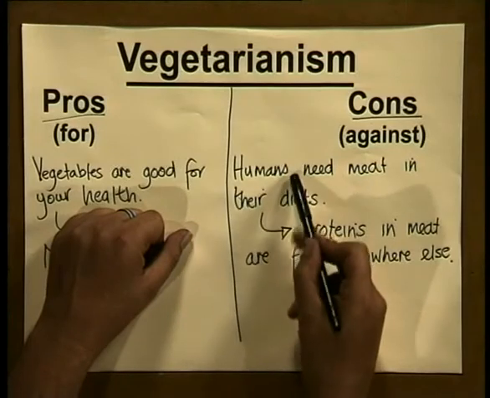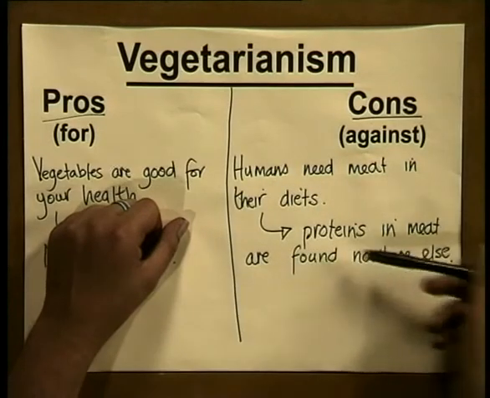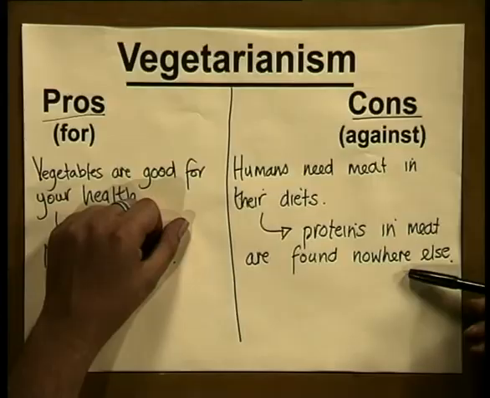Right, so what we've done here is make a claim and then add some evidence and example to prove that claim. You'll remember that for the pros, we said, well, vegetables are good for you because they contain no bad cholesterol, any cholesterol at all, in fact. When we did the cons, we did this. We said humans need meat in their diets, and we added the evidence. Proteins are found nowhere else. Effectively then, what you need to remember is that in discursive writing, you're looking at both the issues for and the issues against, the pros and the cons.